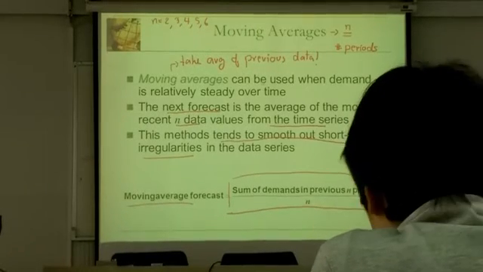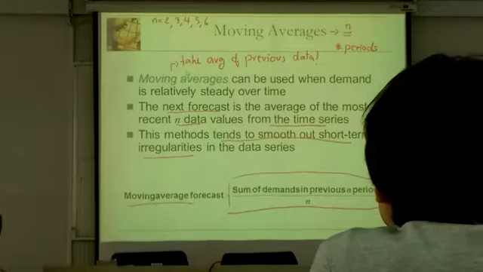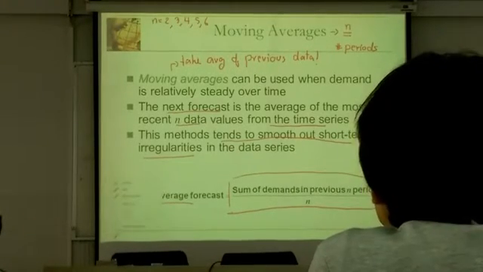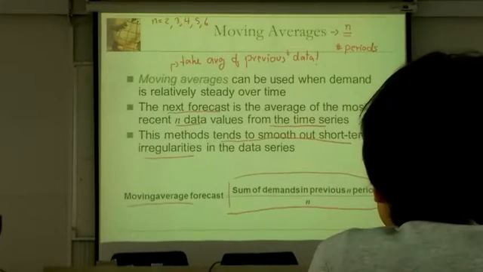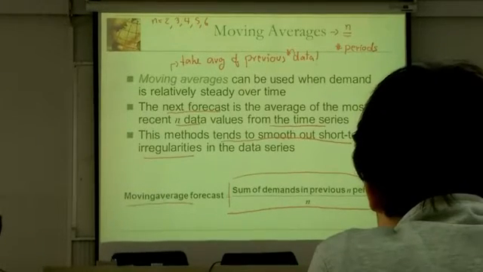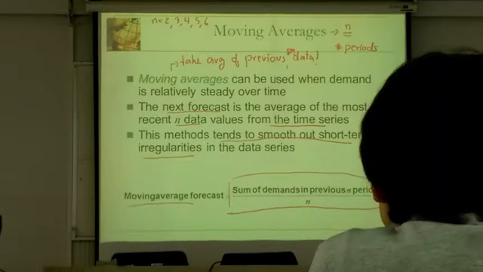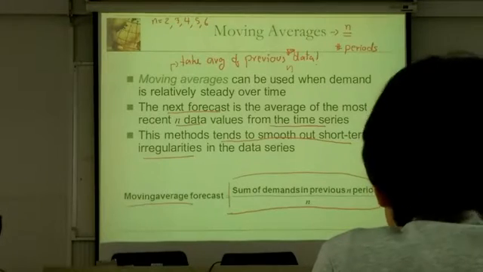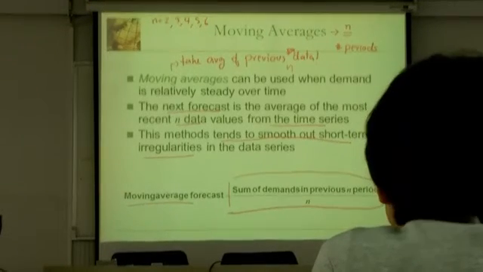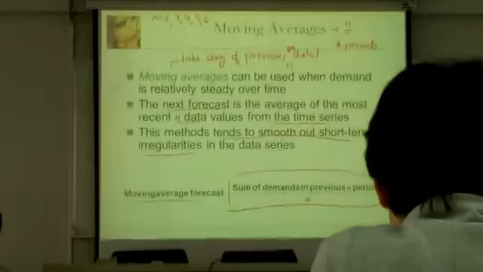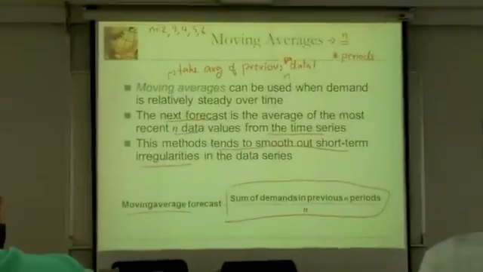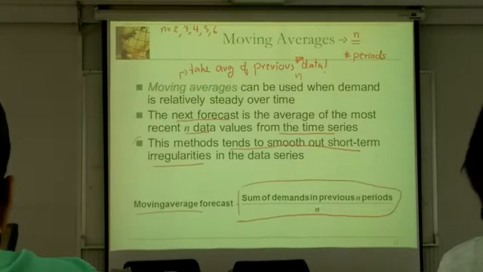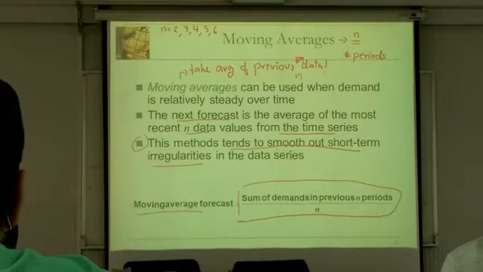So let me have this. This is going to be n. I'm so bad at this. Okay, n periods of data. So the next forecast is the average of the most recent n data from your time series. So it's going to be the sum of demand in the previous n periods divided by n. So why is this one good? Because this method tends to smooth out the short-term irregularities in your time series. So you're going to remove all that.